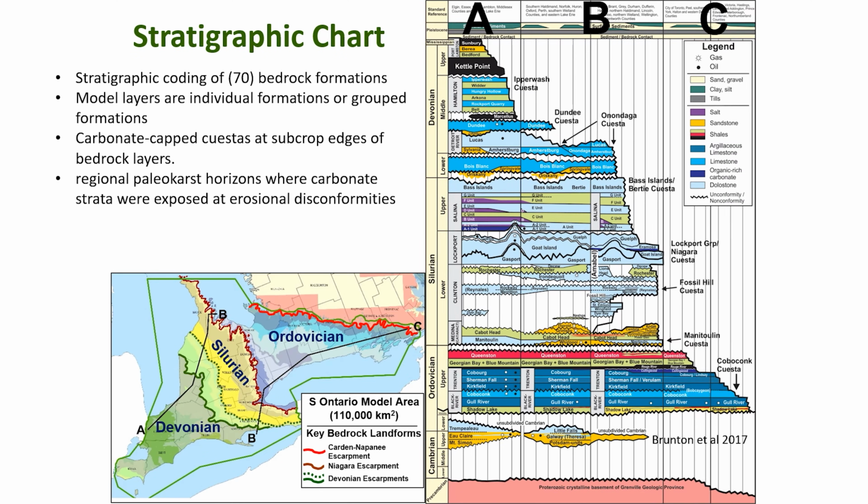This is a stratigraphic chart of the Paleozoic bedrock formations in southern Ontario, used to guide the stratigraphic coding of model layers. Model layers represent individual formations or grouped formations where necessitated by data quality, quantity, or thin formations. The erosional profile of the subcrop edges is represented on the chart, showing frequent occurrence of carbonate-capped cuestas. Of particular importance for groundwater movement are the regional paleokarst horizons where carbonate strata were subaerially exposed at erosional disconformities in the geologic past.